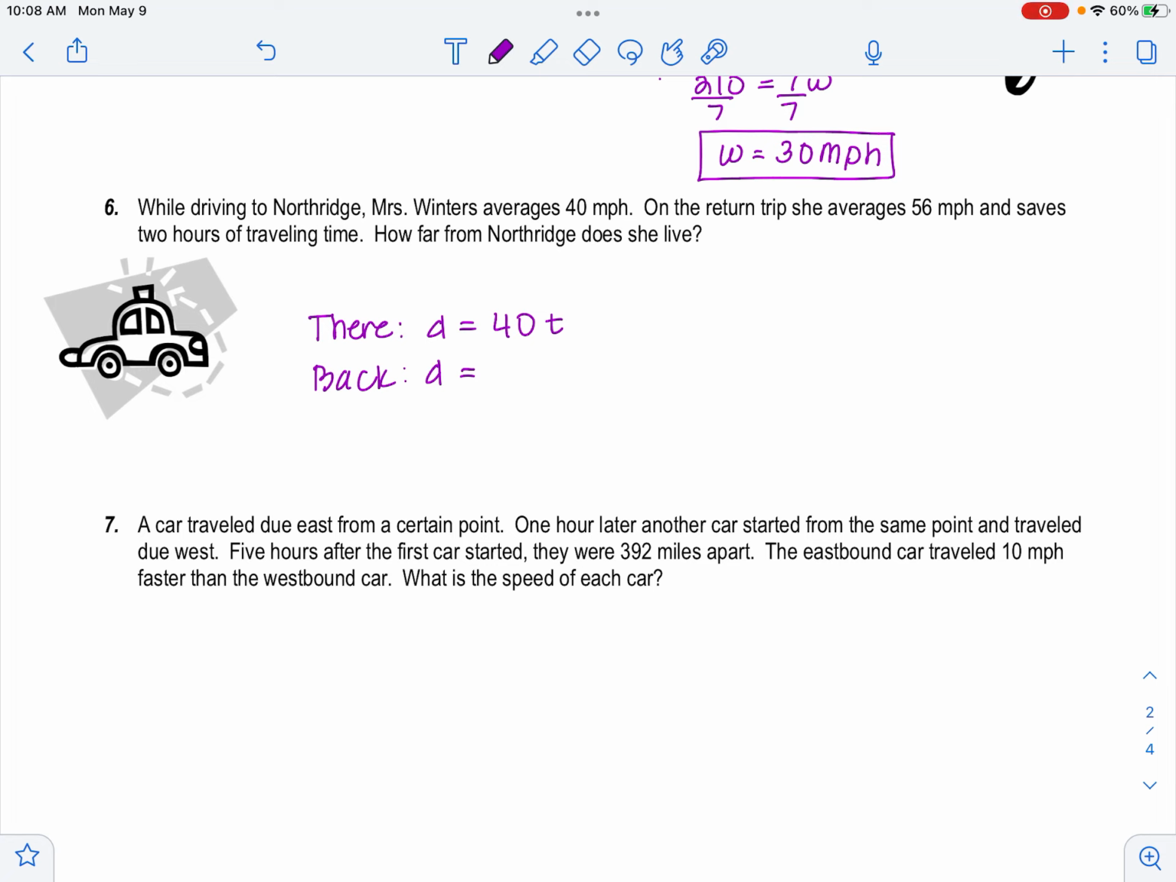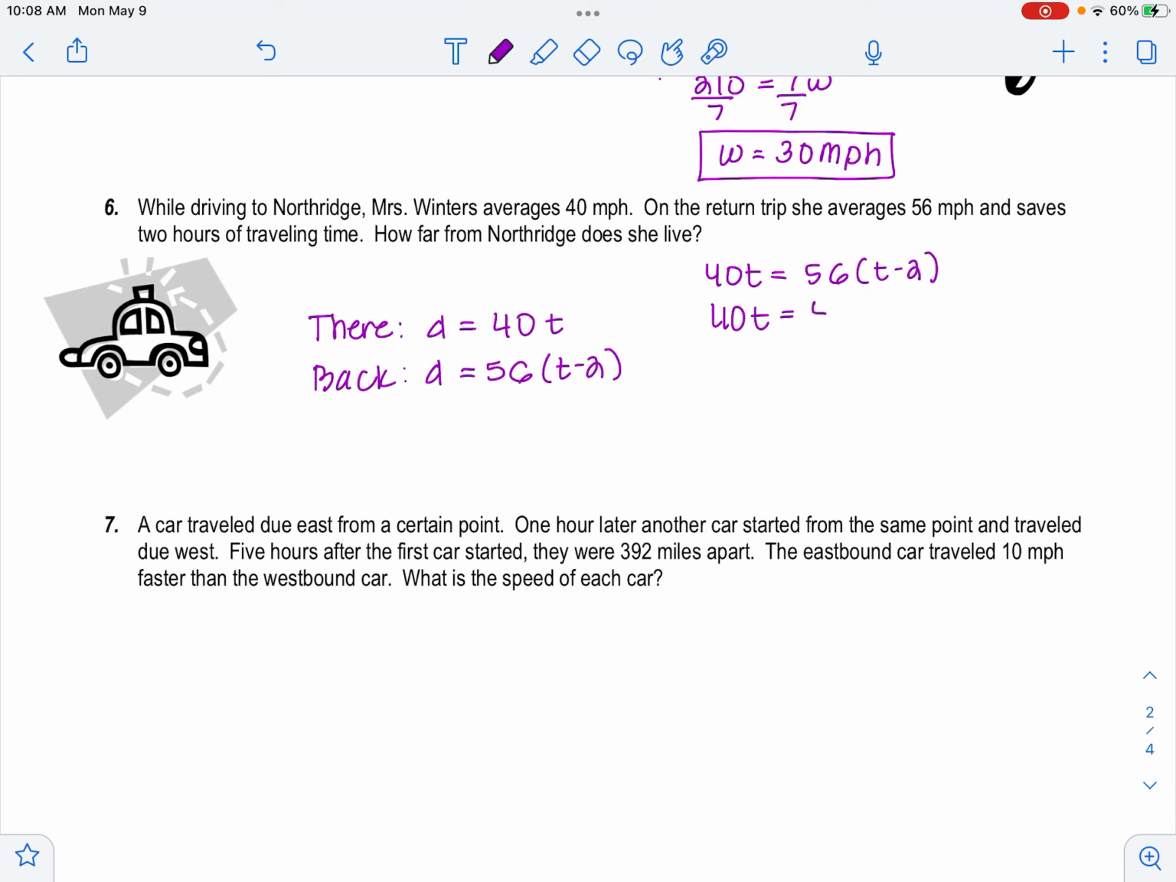On the return trip, she averages 56 miles per hour, and she saves 2 hours of traveling time. Okay, so if it took her T hours to get there, it took her 2 hours less than that, or T minus 2 to get home. What we could have done instead is called this T, and then this would have been T plus 2, because it took her 2 more hours. But let's just keep it the way we have it. All right, just like the last one, they're both equal to that D right there, so we can set them equal to each other. So we're going to do 40T is equal to 56 times T minus 2.